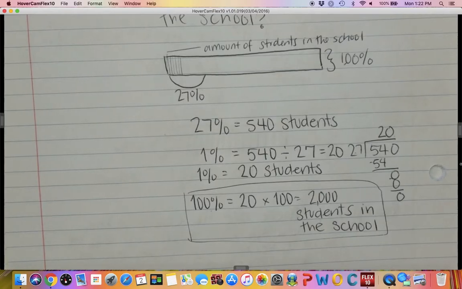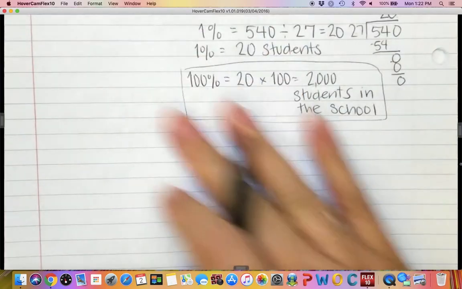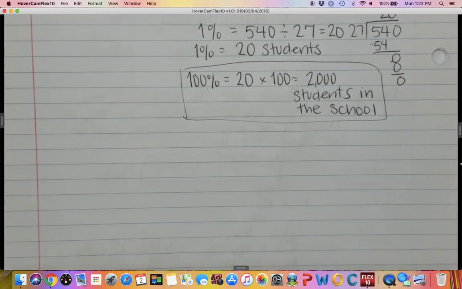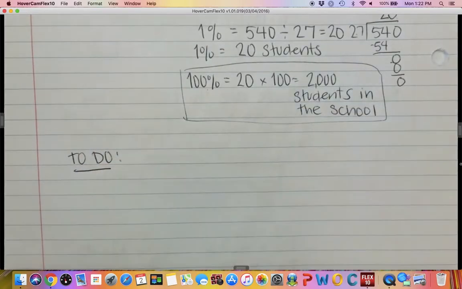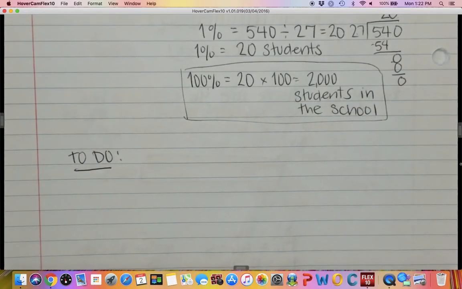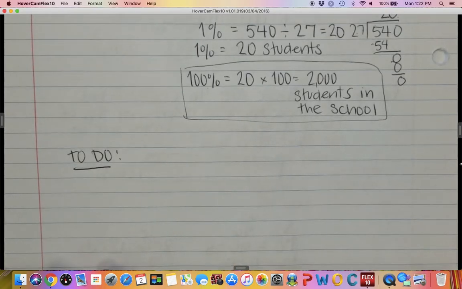Okay, I'm going to give you a to-do. Hopefully this made sense, but if not, go back and rewatch it. Here is your to-do. It is a word problem. Read everything carefully. Write the problem down so you have an example in your notebook.